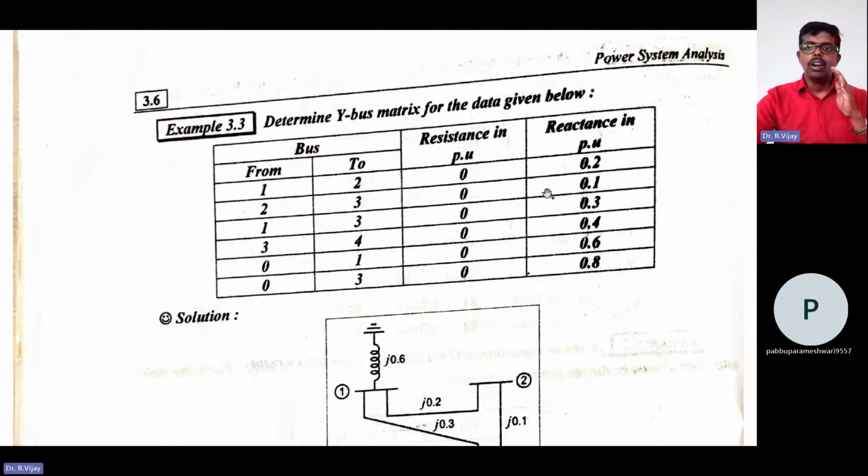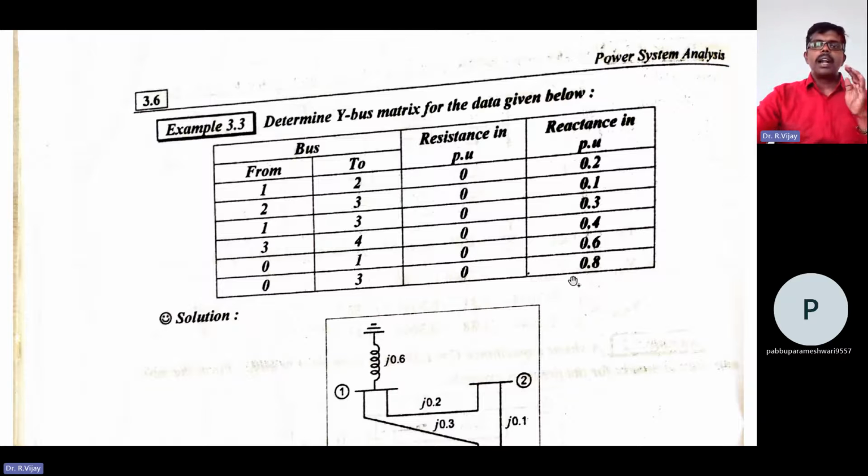2 to 3, resistance 0, reactance is 0.1 per unit. 1 to 3, resistance 0 and reactance is 0.3 per unit. 3 to 4, 0 and reactance is 0.4 per unit. 0 to 1, 0 and the reactance is 0.6 per unit. 0 to 3, resistance is 0 and reactance is 0.8 per unit.